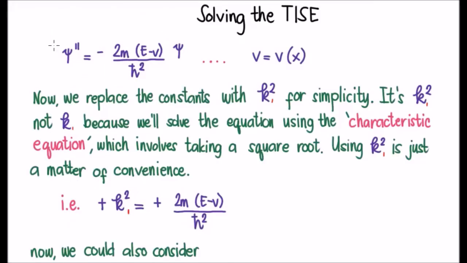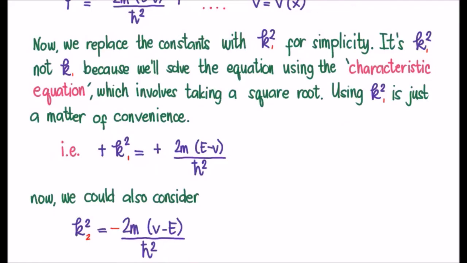So on the top of your screen, I've got the time-independent Schrodinger equation, as we discussed a moment ago, and we have all of our constants here. So what we're going to do is replace the constants here with k sub 1 to be squared. That is to say that plus k sub 1 to be squared is going to be plus 2m outside of e minus v over h bar to be squared. Now, to be honest, there's another way of defining the constants if we like. We could have minus 2m, and this time we would have to swap, of course, the e and the v. So we'd have minus 2m outside of v minus e over h bar to be squared.